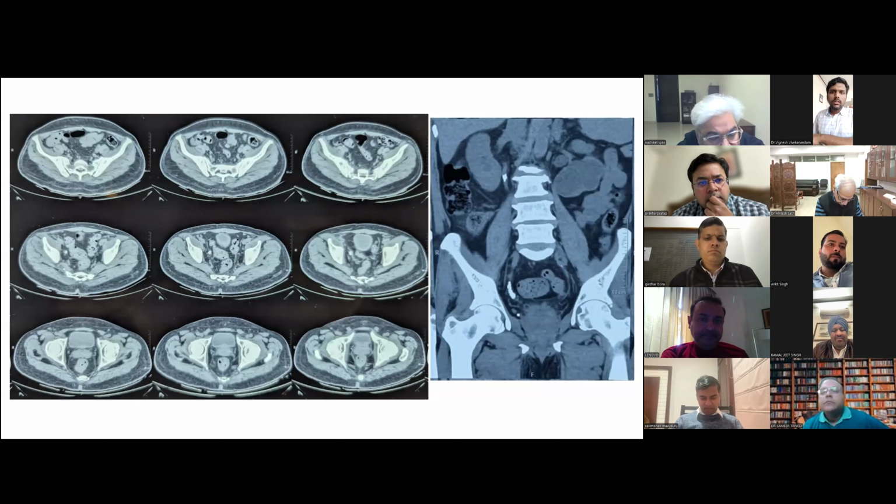So you said you want to use the middle calyx to put in a PCN. So then you have to identify the posterior set of calyces and the anterior calyces. On ultrasound, how do you identify the calyces?